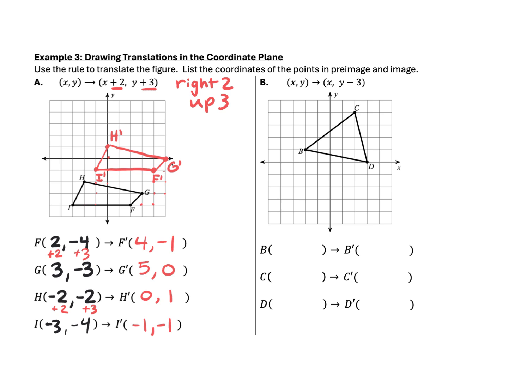Let's try another one here. This time we have xy maps to x, y minus 3. This time there's no horizontal translation. The y minus 3 is just going to take all the points and move them down 3.